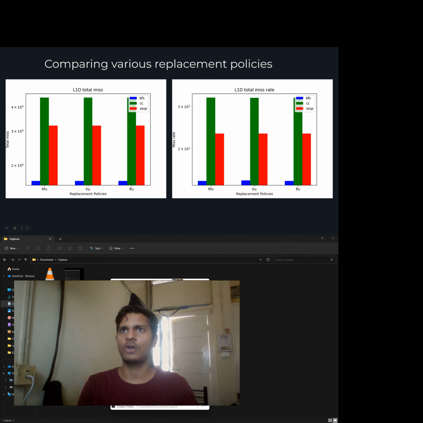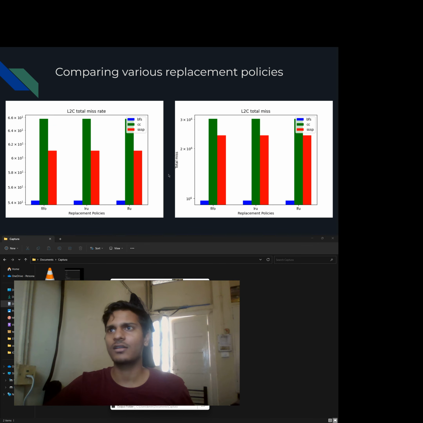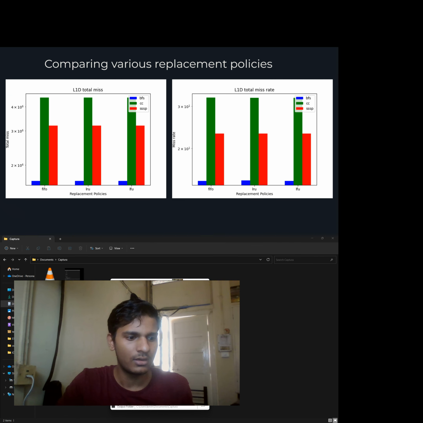I'm going to be talking about the replacement policies and their effects. So, first, we are seeing the trends regarding L1D cache and L2C cache. Here we can see these are roughly insensitive towards any sort of replacement policies. And the reason being that the L2C cache and the L1D cache are too small to accommodate the spatial breadth that these individual algorithms require.